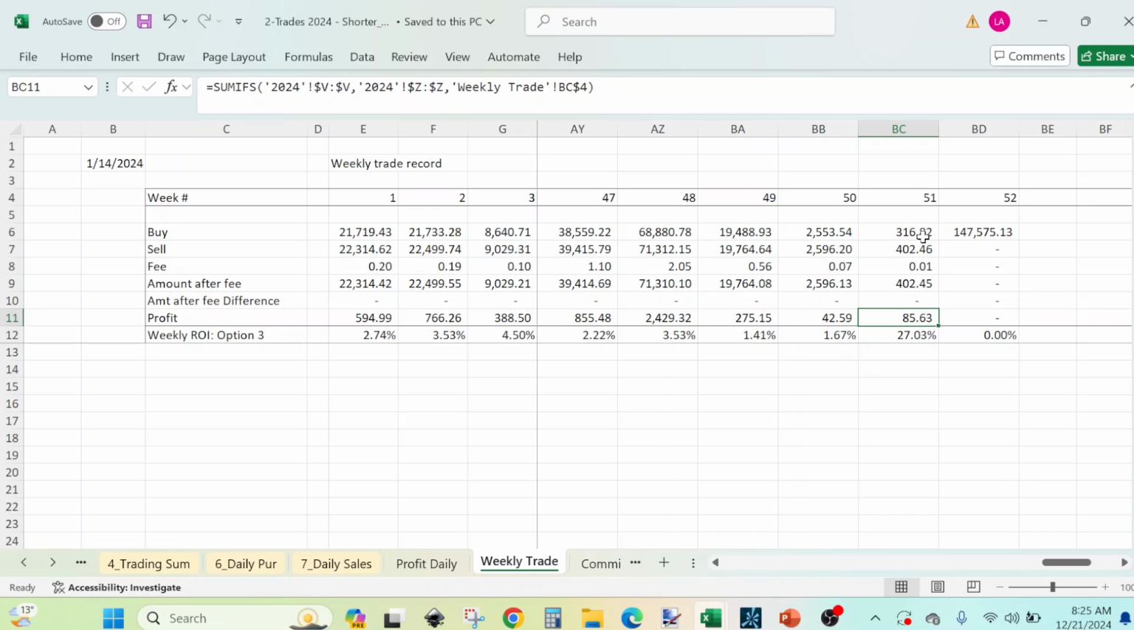Week 52, we have this here because it could be related to stocks we purchased before 2024.